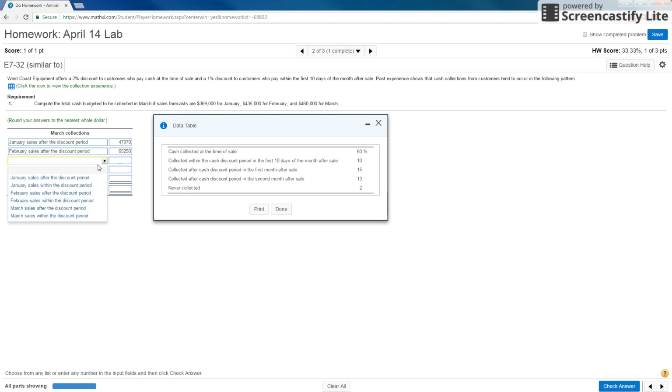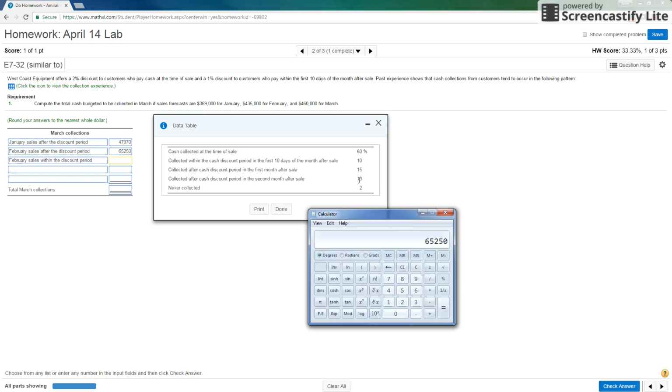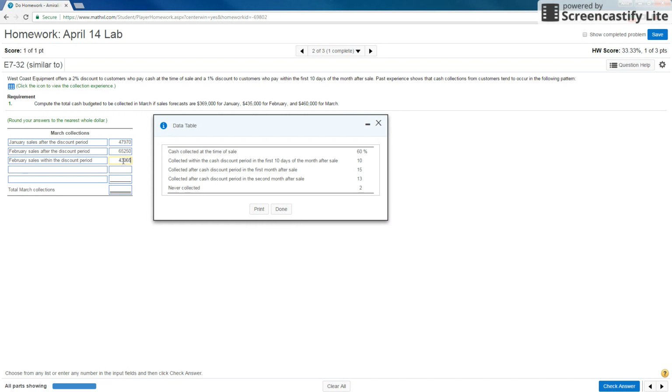Now we have the people in February within the discount period, which is 10% of the sale. So 435,000 multiplied by 10%, 43,500. But they get a 1% discount, so we have to multiply that by 99%. We don't get 100% of that cash because we are giving a 1% discount. So 43,065.